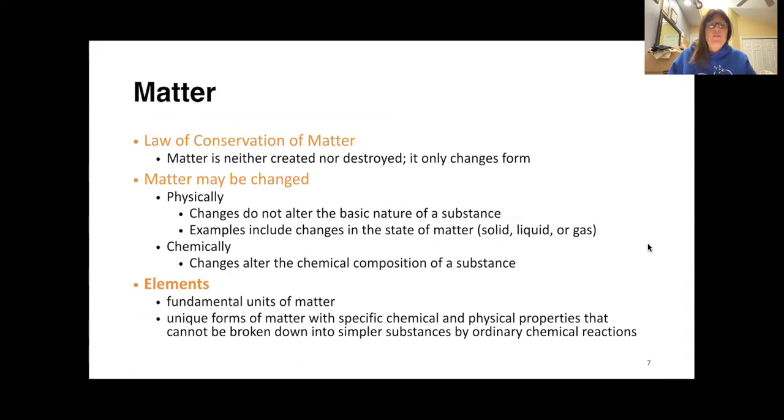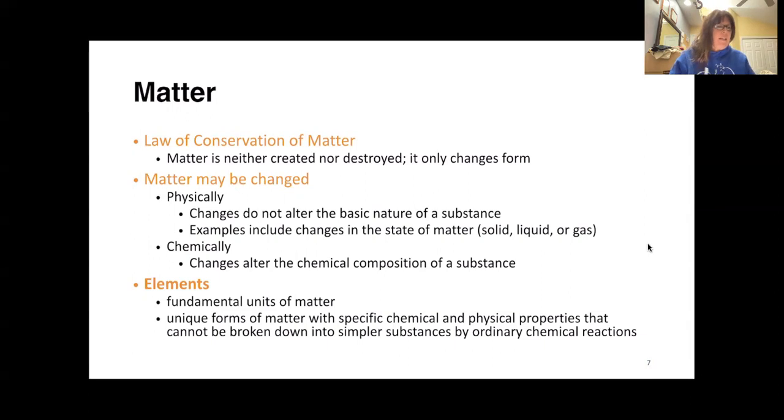Matter may be changed. We can physically change it, like I can take a piece of paper and rip it. I've changed it. I could chemically change it by burning it. But it's still paper when I physically change it. I can still write on it, and it still has all its properties. When I burn it, I have altered its chemical composition, and now it's something different. It's going to be ash, which has a very unique set of properties as compared to paper.